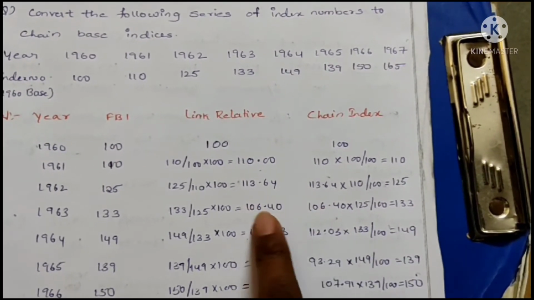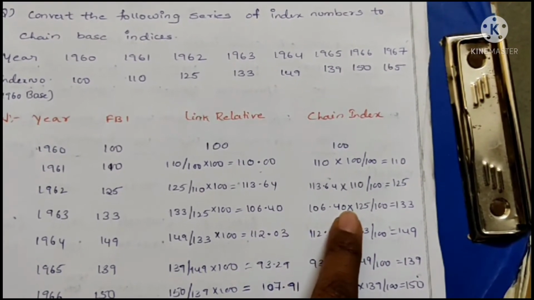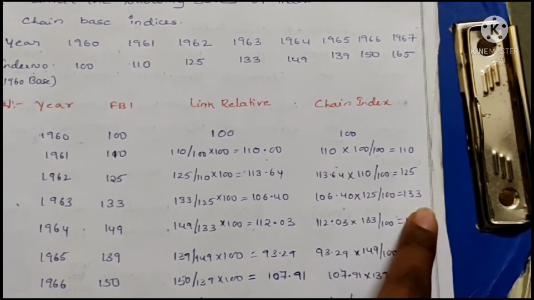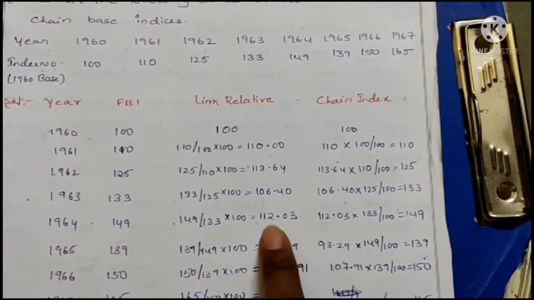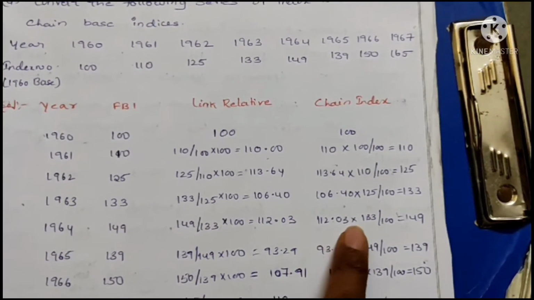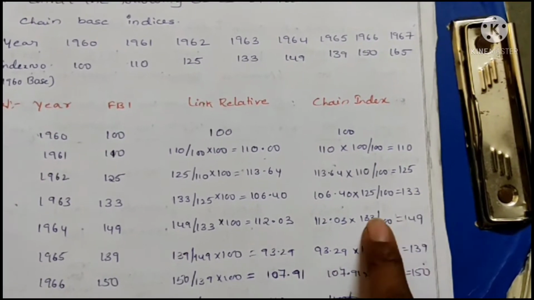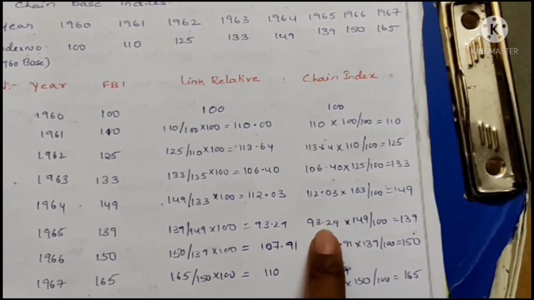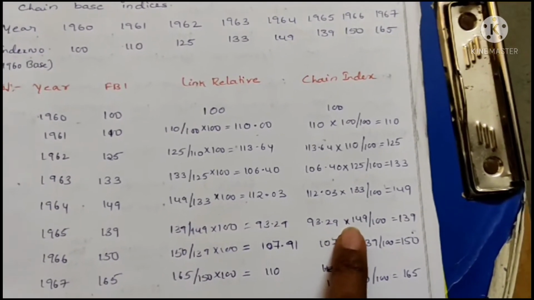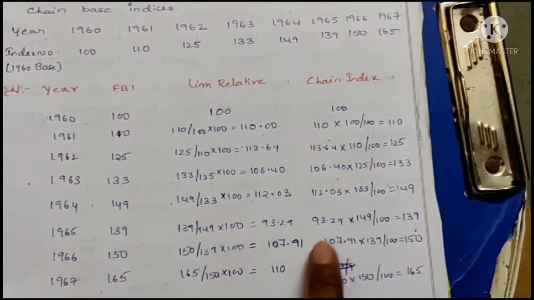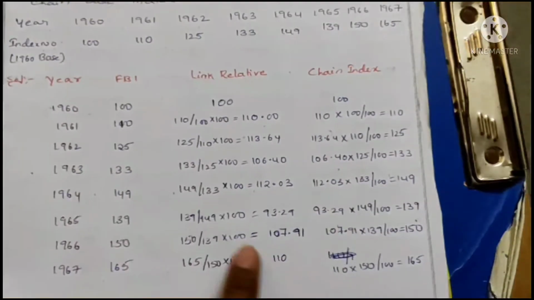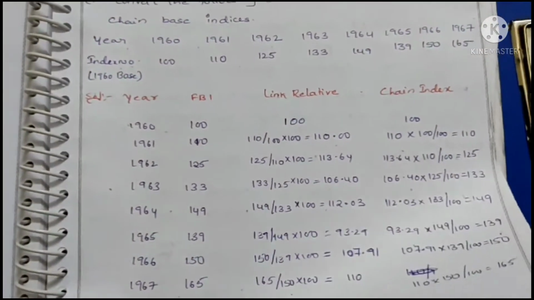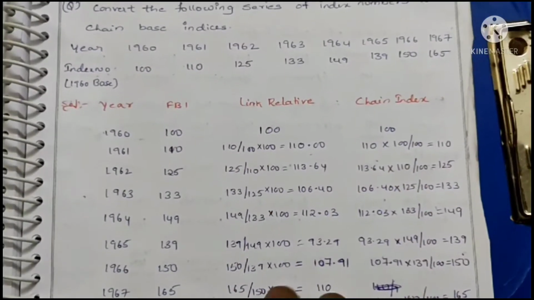Next, current year link relative is 106.40, into previous year chain index 125, divided by 100. Next, current year link relative 112.03 into previous year chain index, divided by 100, gives 149. I think you have understood. The same way, current year link relative into previous year chain index divided by 100. If only a single series of data is given, you have to do it in this way.